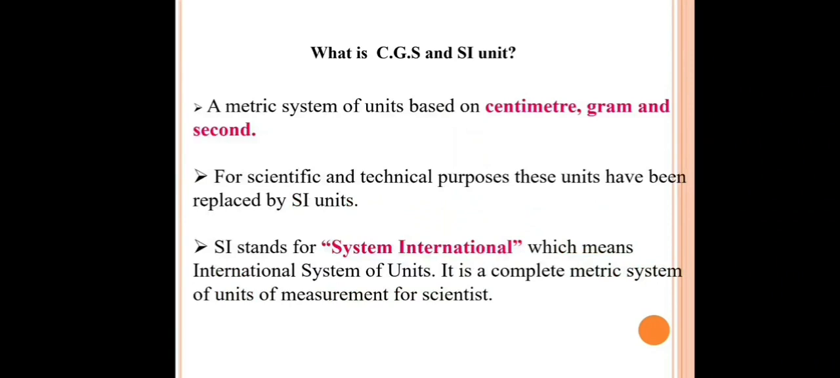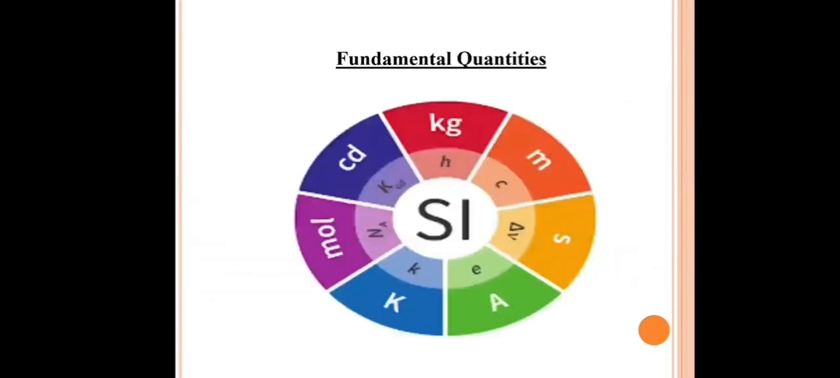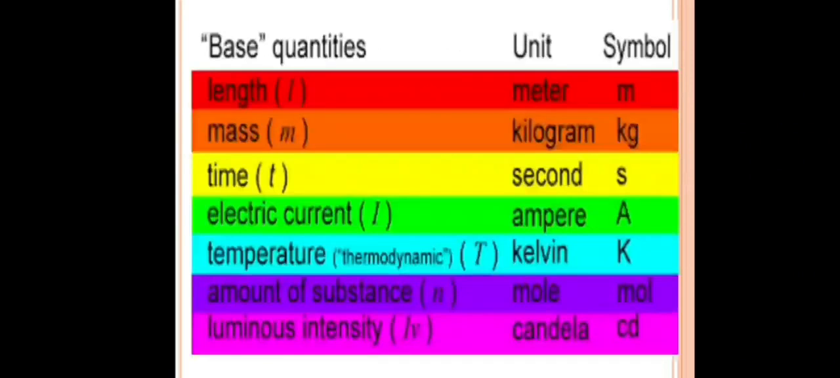It is a complete metric system of units of measurement for scientists. Now let's see some of the fundamental quantities. For example, if length means its unit is meter and its symbol is small m. Likewise, if it is mass means its unit is kilogram, so its symbol is kg.